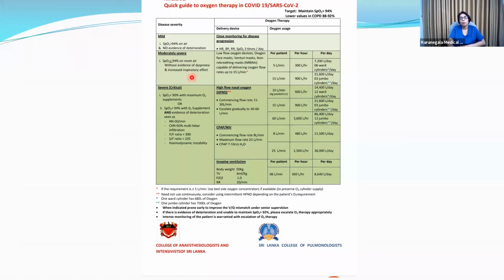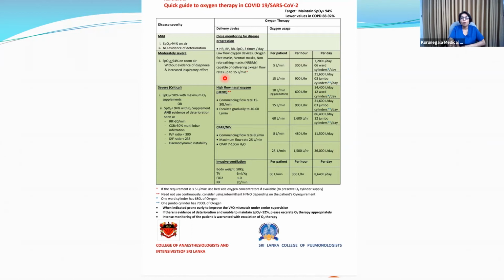Then you can try low flow oxygen devices. What are the low flow oxygen devices that we talked about? Oxygen face mask, venturi mask, non-rebreathing mask, which are capable of delivering oxygen flow rates up to 15 liters per minute. So give supplement oxygen with these devices with a target saturation of 92 to 94%. So give the FiO2 at the lowest level that can achieve your target of 94%.